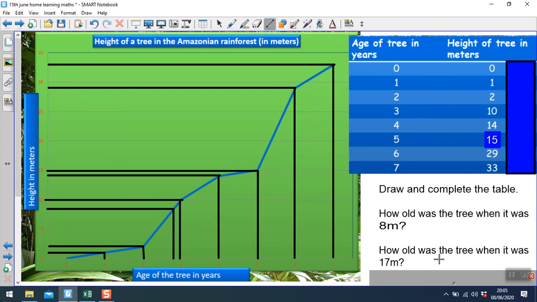How old was the tree when it was 17 metres? So here is my height in metres. 17 is about there. Follow it down. And it was 5 and a bit. So I know it's definitely not 6 because that was 29 metres. And I know it wasn't exactly just gone 5 because that was 15 metres. So age 5 and a little bit more.